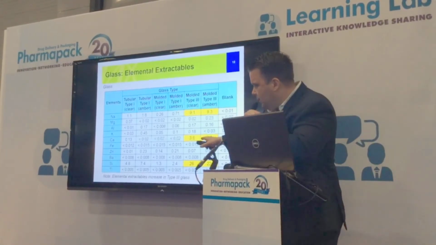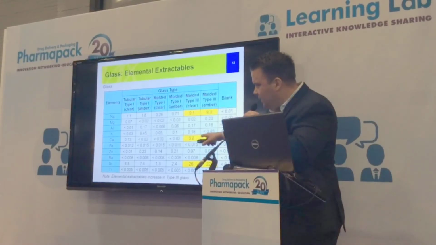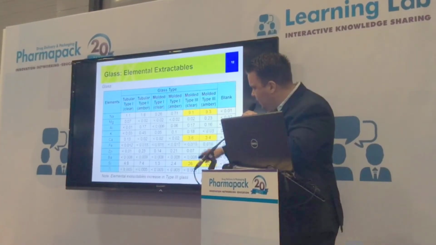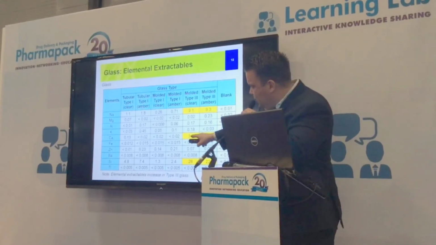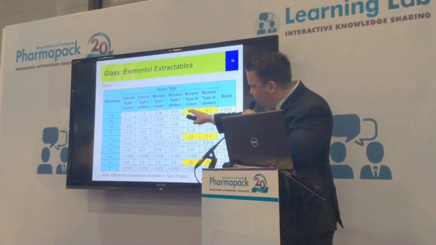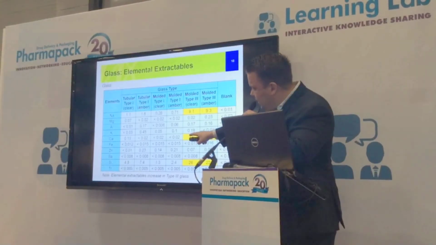Something I don't have highlighted here, but it's an interesting thing to discuss, is that if you look at the silicon, you see that there's more silicon present in type 1 tubular glass versus type 1 molded glass.